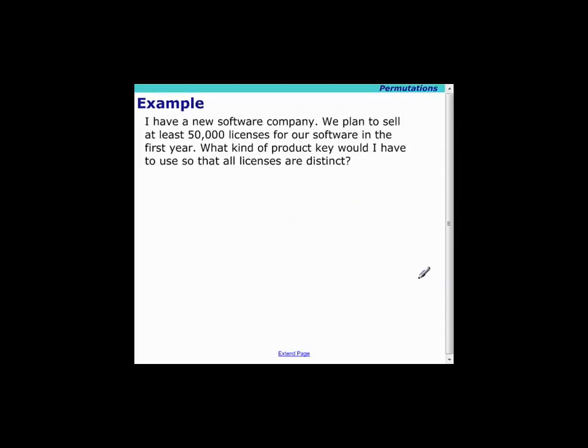Here's another question. I have a new software company, and I plan to sell at least 50,000 licenses for software. What kind of product key would I have to use so that all licenses were distinct? Okay, well, usually license keys have letters or numbers in them. Let's just see how many. Say I had 3 numbers. So I'm going to put a number here, a number there, a number there. So this event, there could be 10 numbers. I could reuse a number, so I can put 10 there, and I can put 10 there.